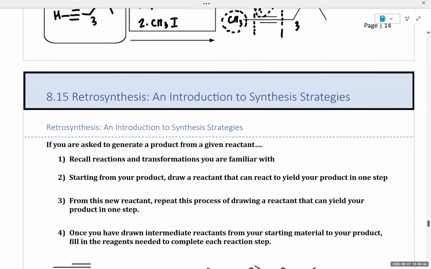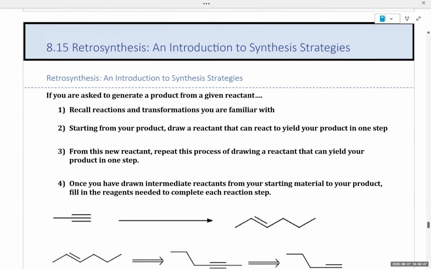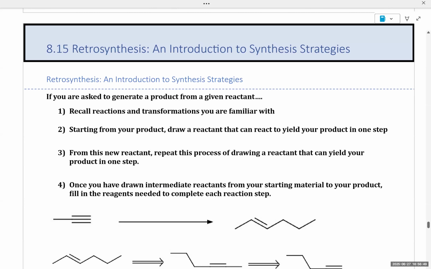What we're now going to introduce to you is an overarching theory behind how to design and plan the synthesis of organic molecules. So this is known as retrosynthesis, and this is probably one of the most important concepts for success in the later half of this course and in Chem 113.